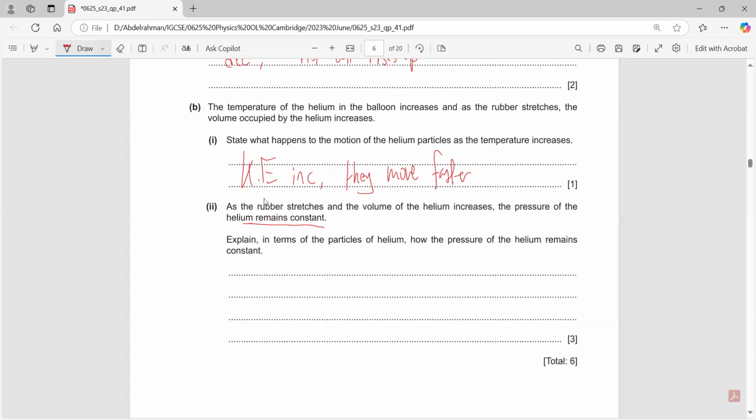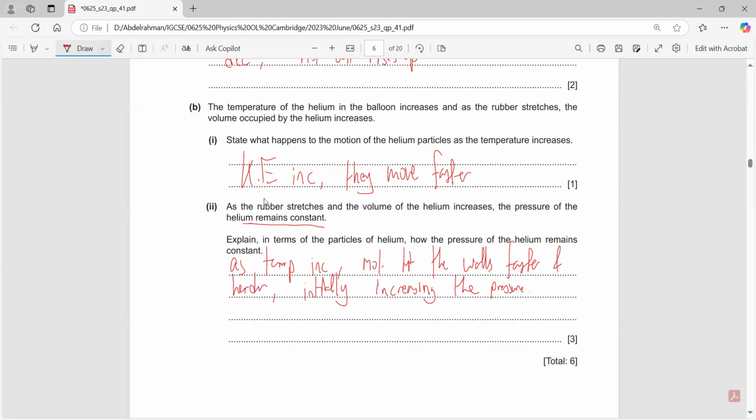We need to state in terms of particles that initially, as the temperature increases, the particles hit the walls faster and harder. Molecules hit the walls faster and harder, initially increasing the pressure.